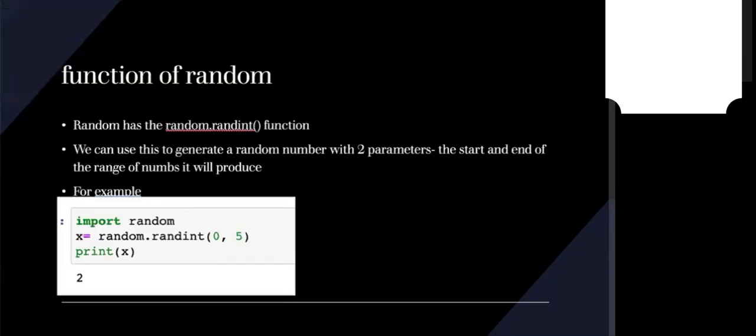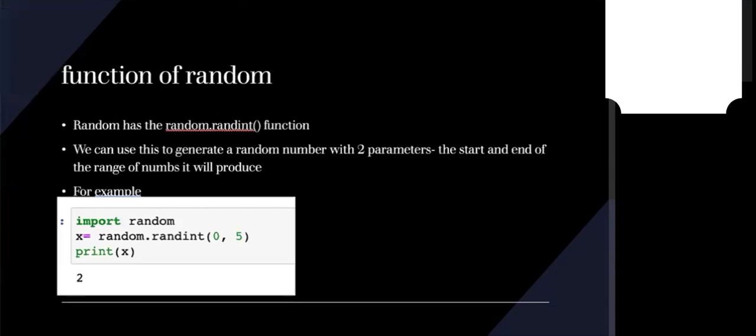So I'm going to dive into one of the functions of random. Random has one called .randint. We use it to generate a random number with two parameters, the start and end of a range of numbers it will produce. For example, we can import random, set the variable x equal to a random number from 0 to 5, and then we can print x.